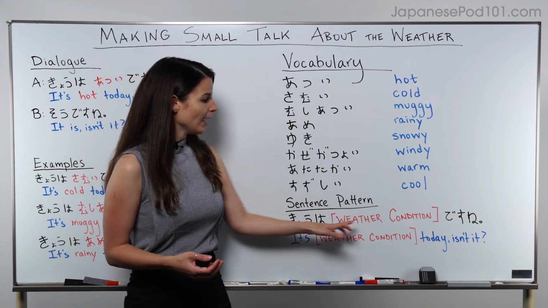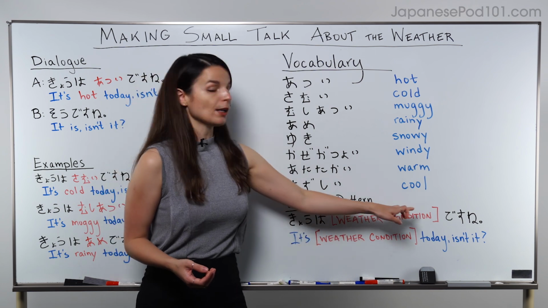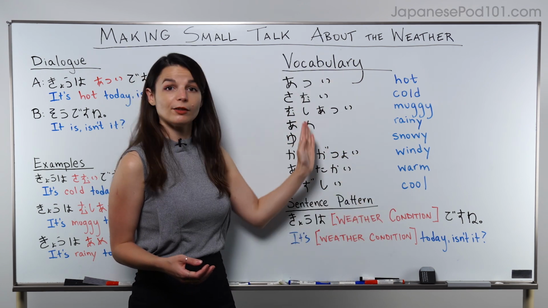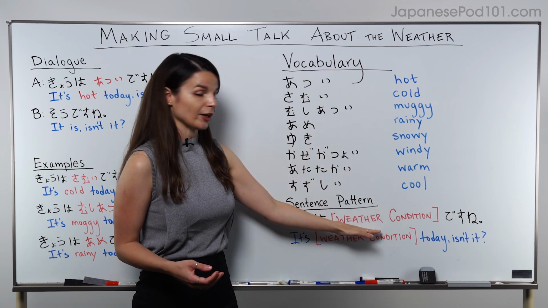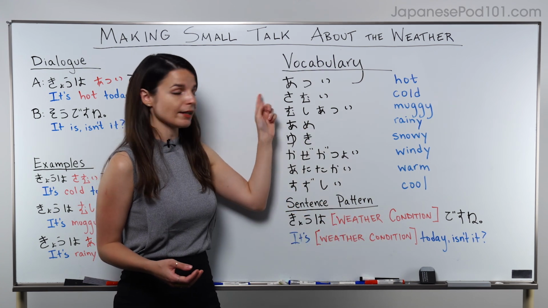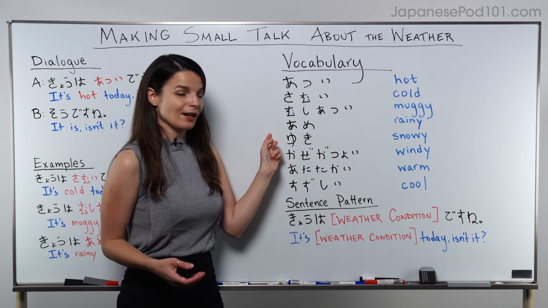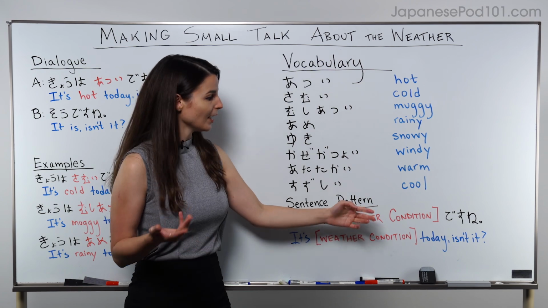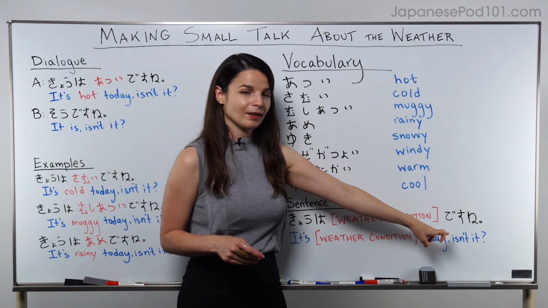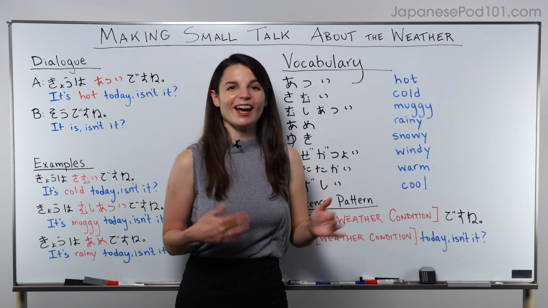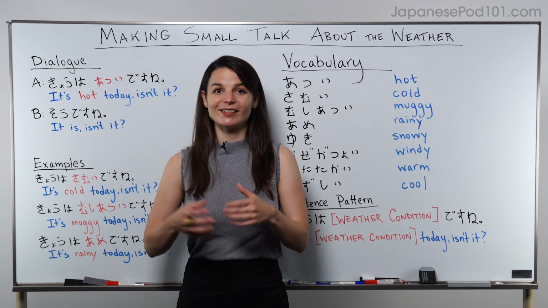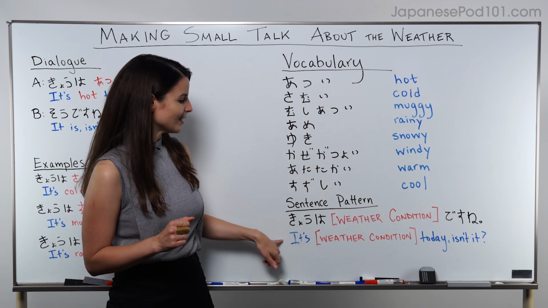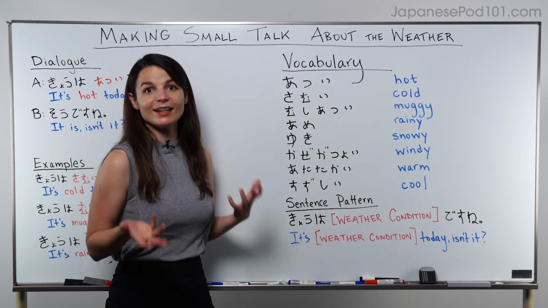今日は. And then our weather condition is something that we can choose from this list of vocabulary here. So we can choose one of these words to put in this part of the sentence. 今日は暑いですね. 今日は雪ですね. Whatever you want to express, you can put it in this part of the sentence. Then you can end with ですね. Make sure to add this ね to have that kind of friendly agreement sort of feeling, like you're making conversation with someone. So this will create the sentence, it's weather condition today, isn't it?